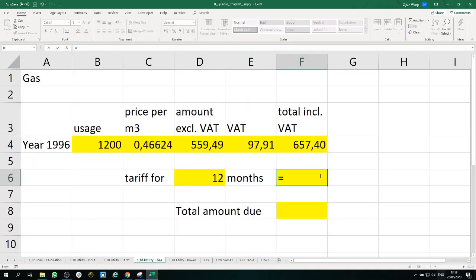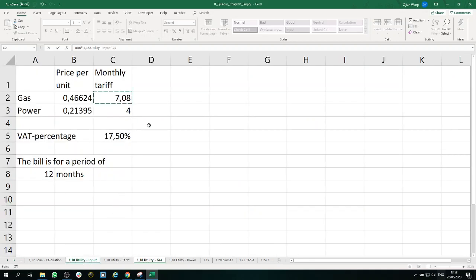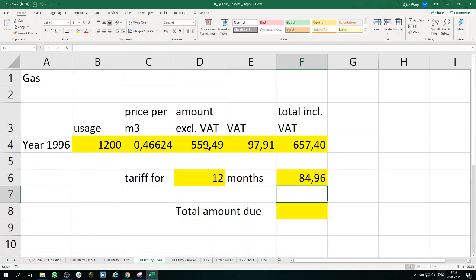We have 12 months here. Always refer to the cell, remember? And use that to multiply the monthly tariff. Press enter. Here we go. We have the right amount. And total amount due is naturally the amount you need to pay for the gas plus the amount you need to pay for the tariff. If you compare the result with your syllabus, this is exactly the answer.